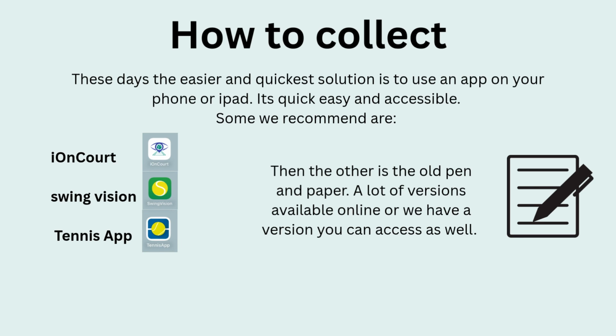How to collect the actual stats. Now, these days we use a lot of apps. So the ones we recommend that we use all the time are called Eye on Court, Swing Vision, or Tennis App. Obviously, the other alternative, depending on who's helping you collect the stats, is the old-fashioned pen and paper, which you can access a heap online for free, or we have our own versions available too if you'd like to reach out and contact us for those.